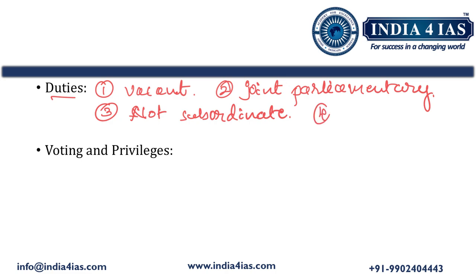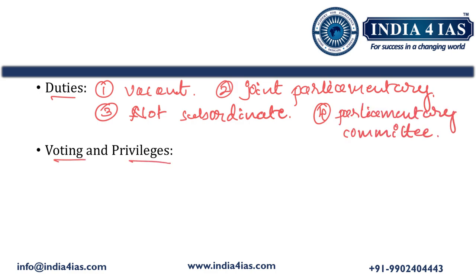This Deputy Speaker becomes the chairman of any parliamentary committee if he is part of that committee. So coming to the voting and privileges of the Deputy Speaker, the Deputy Speaker cannot vote initially while presiding, but has a casting vote in a tie. So if there is a voting procedure in the Lok Sabha, then the Deputy Speaker cannot vote in the first instance, but he can cast a vote in case of a tie.